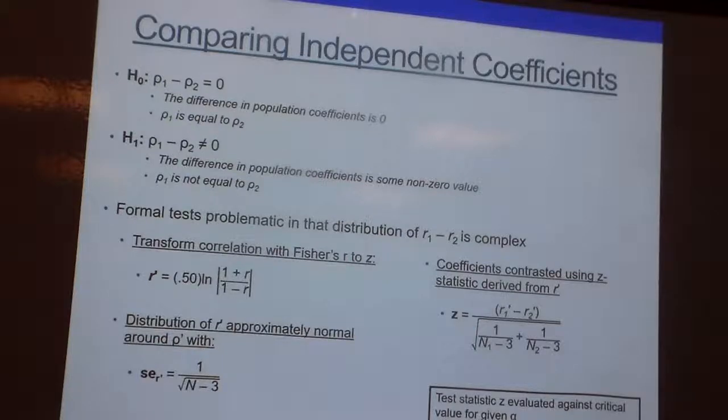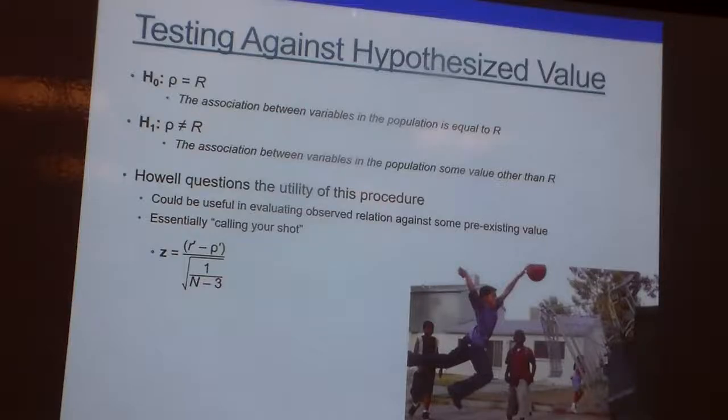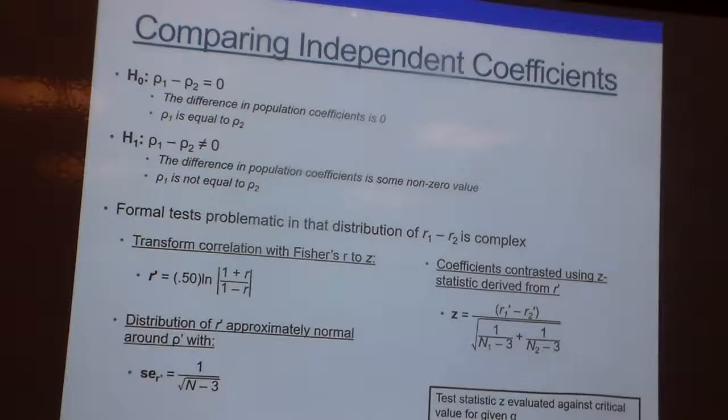Okay. So what we want to do is compare the correlation in this population and the correlation in that population. We can't compare the correlations directly because that distribution is complicated. So we take that correlation coefficient and transform it using Fisher's R to Z, so we get R prime. We get R prime for group 1, R prime for group 2, and then we can take those R primes, compare them, and calculate a Z statistic that we can then base an inferential test on. Okay. People comfortable with this process? Kind of see what we're doing here? Okay. So this is if we're comparing independent coefficients.